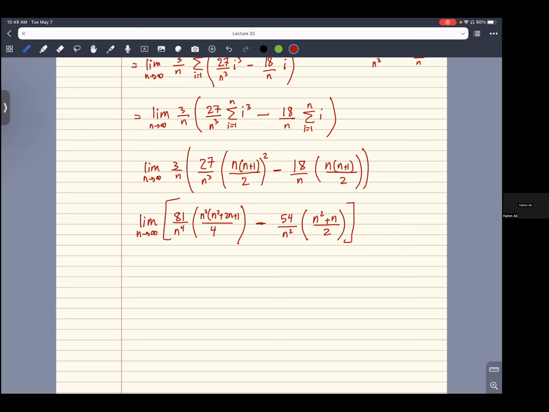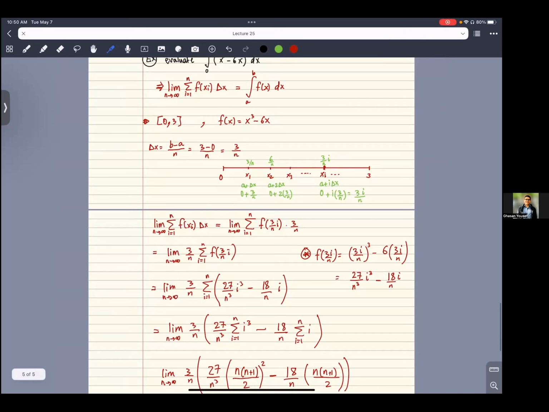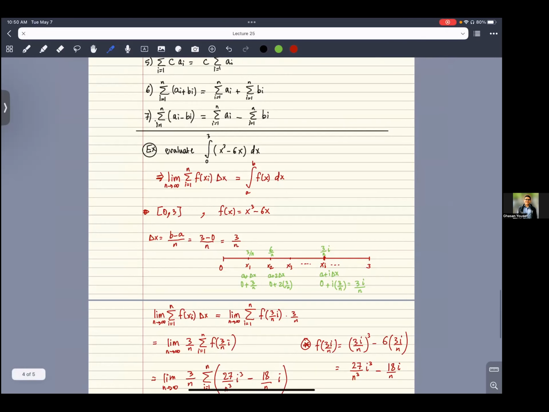Okay, yes, question. Go ahead. What exactly are we finding? We're finding the limit. Why are we finding the limit? Because again, the integral is the same as the limit of the sum. Make sense? The integral is the same as the limit of the sum.